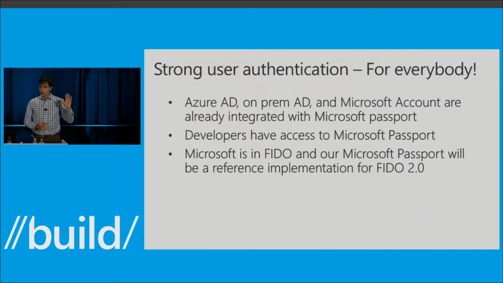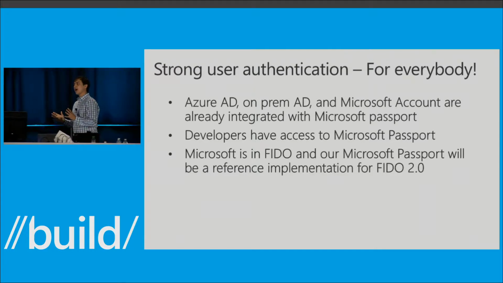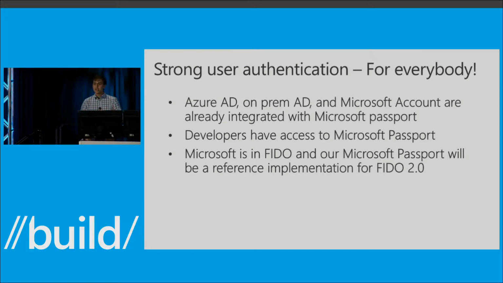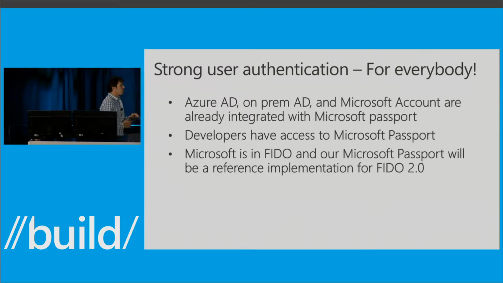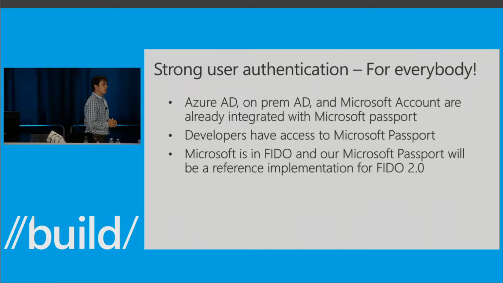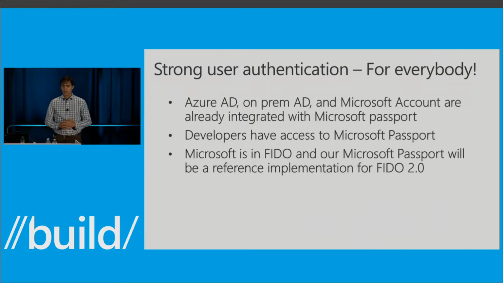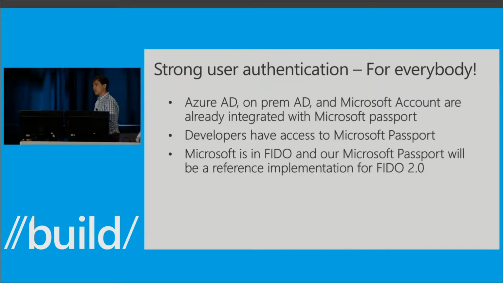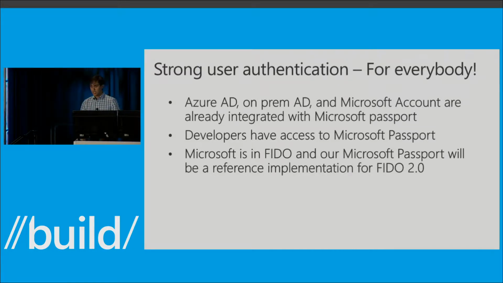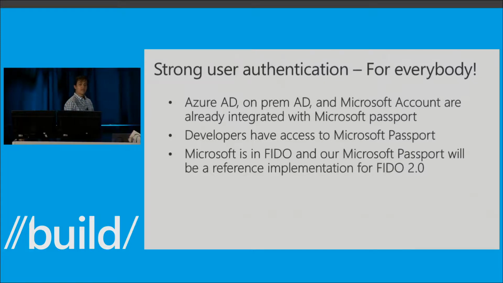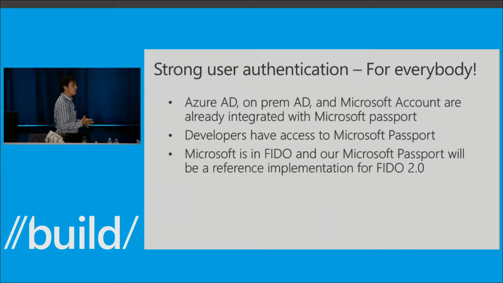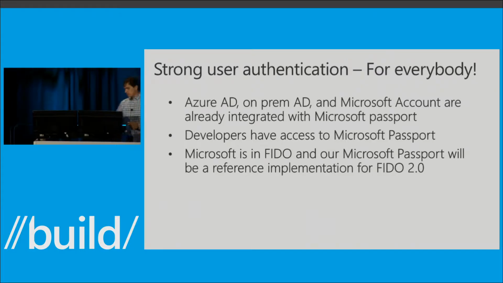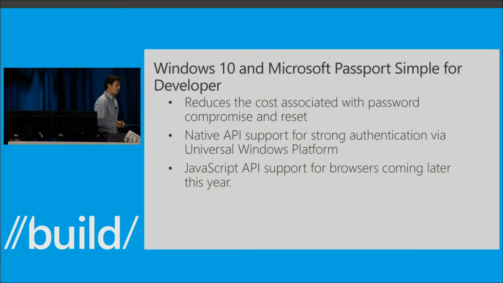Moreover, we have joined the FIDO Alliance, which is a group of companies that care about user authentication, and they want to move it to a place that is much better than password. And we want to make sure that Microsoft Passport will be the reference implementation for the FIDO 2.0 specs. What that means is that there will be a variety of devices that the user can pick to store their private key outside their own device. And that provides an option for them to customize the experience that they want to have for their authentication. So that basically gives strong user authentication for everybody.